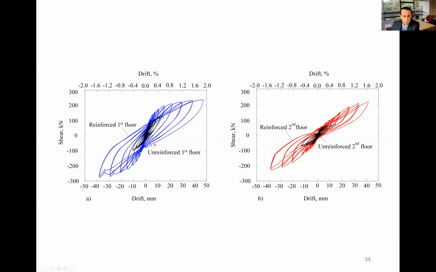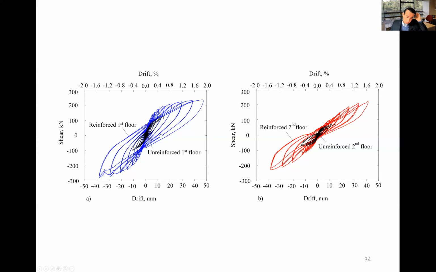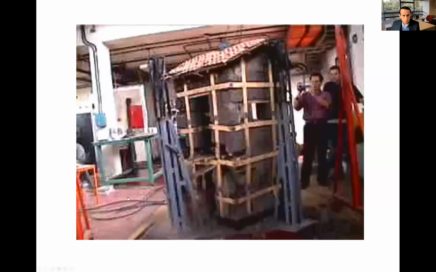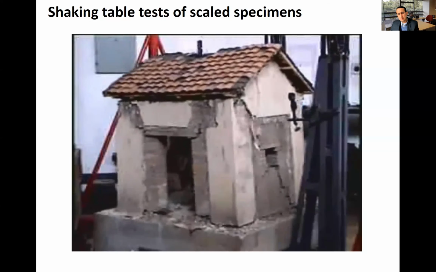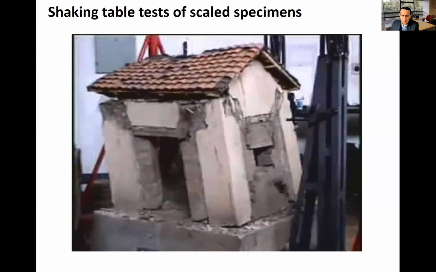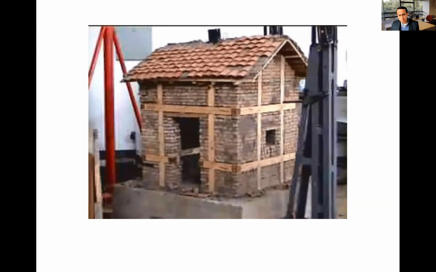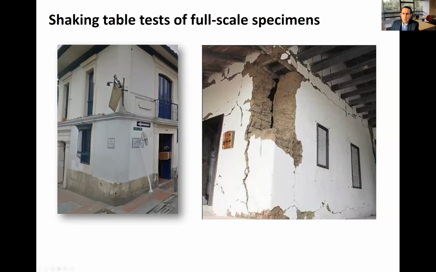So here you can see the test. Here you can see the hysteresis loop, similar to the one I just showed before. We also did some shaking table testing, initially small scale. Here we are applying an earthquake and we see the collapse pattern of these kinds of houses. This is a small scale specimen. We put some timber elements to see the improvement in the behavior. So in general, we got very good results. We also tested this for two stories, small scale. But these tests are interesting, though not very good for getting information out of them.